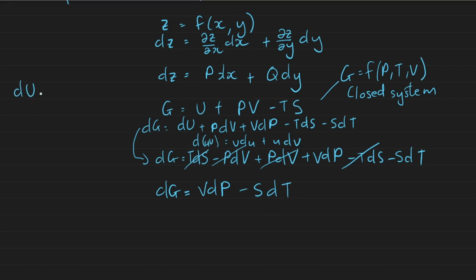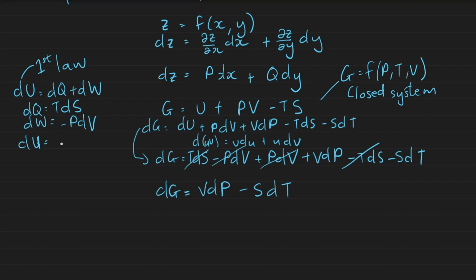We've said that dU is equal to dQ plus dW. This is the first law of thermodynamics. And then we've also used the relation that dQ is equal to T dS. This is also a definition, and I will explain in future videos how this actually comes about. And dW is equal to minus P dV. So when you put all that together, we get that dU is equal to T dS minus P dV. So anyway, after we've done all of this, we end up with a relation that dG is equal to V dP minus S dT. So let's compare this to dz. There's dz here.